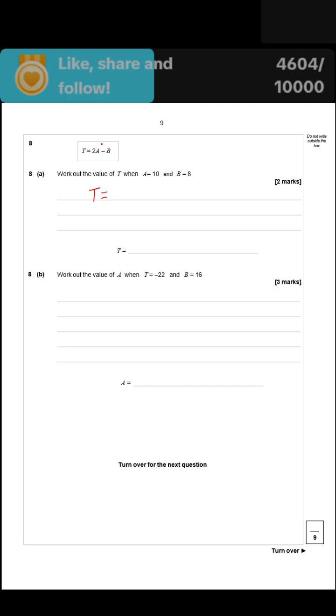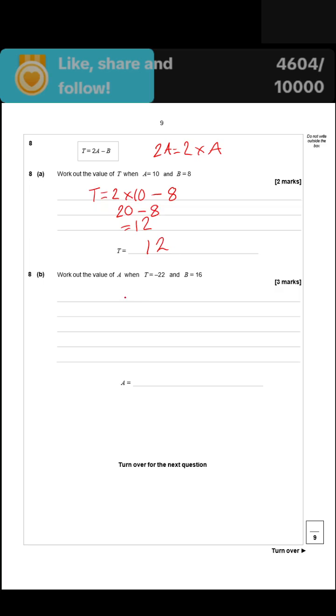Now again, for this one, we need to know what 2a means. 2a means 2 times by a, so 2 lots of a. So we do 2 times by 10, and then we take away the 8. So we do it in the order we see it. 2 times by 10 gives you 20. Take away 8 gives you an answer of 12.